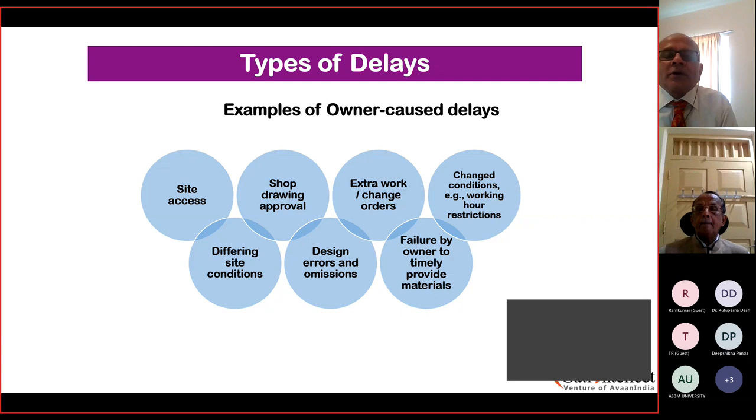Another owner cost delay could be because of changed conditions of work. Let's say, for example, that an activity needed to be completed in 2 months. And for reasons that the organization best knows, it could be that there is competition round the corner who is also building a similar product. The owner wants to hasten the activity.